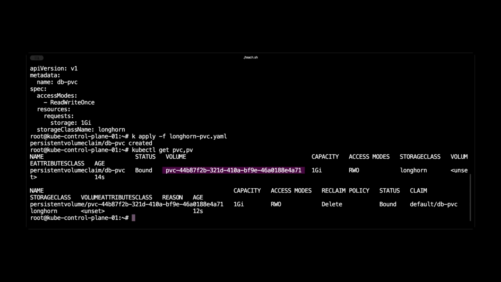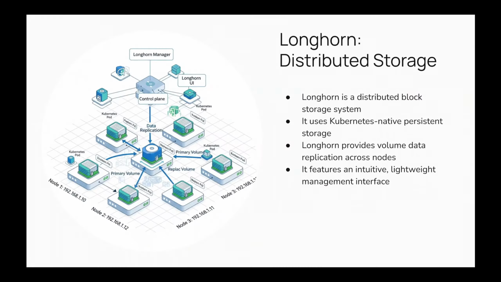This is the entire workflow. The administrator's job was to set up the factory, install Longhorn, and create the storage class. The developer's job was to place the order, the PVC. Kubernetes and the Longhorn provisioner handle the entire manufacturing and delivery process automatically. Let's go back to the presentation.